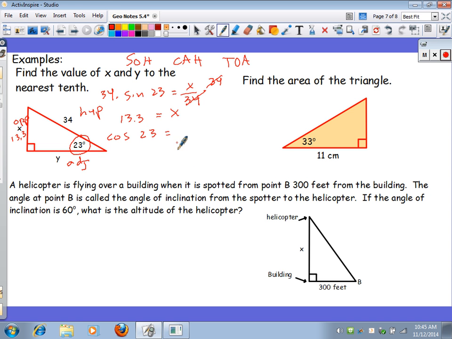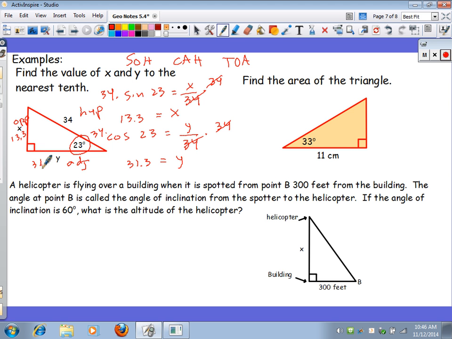Now, what would be my fraction for cosine? What's the calculator going to divide for cosine? Adjacent y over hypotenuse 34. And the reason I think that's the quickest is it's got the number here on the bottom. And you can just multiply by 34 on both sides. And 34 times the cosine of 23, and you get 31.3 right here. So y equals 31.3. And that would be down here.